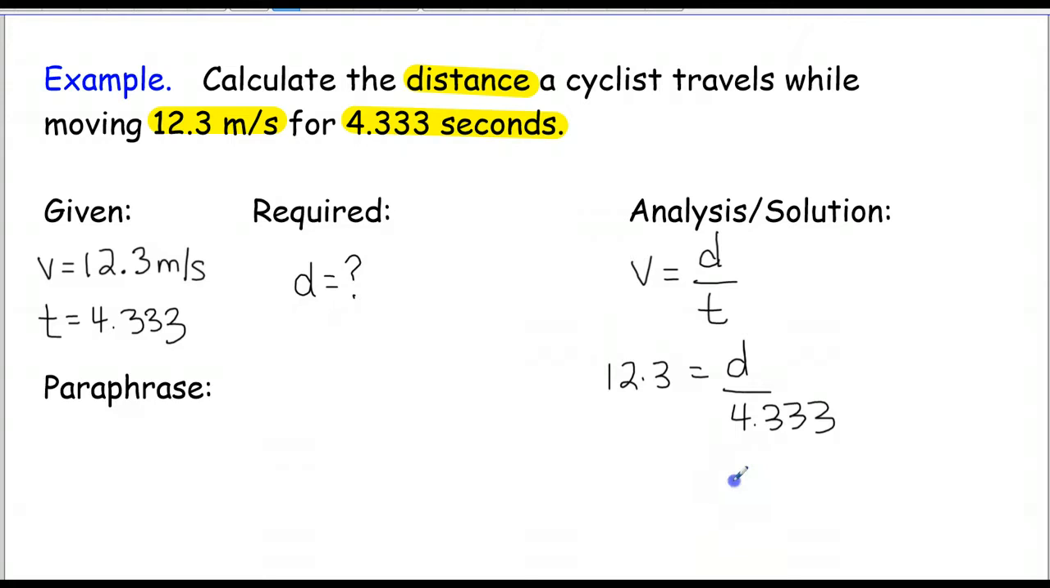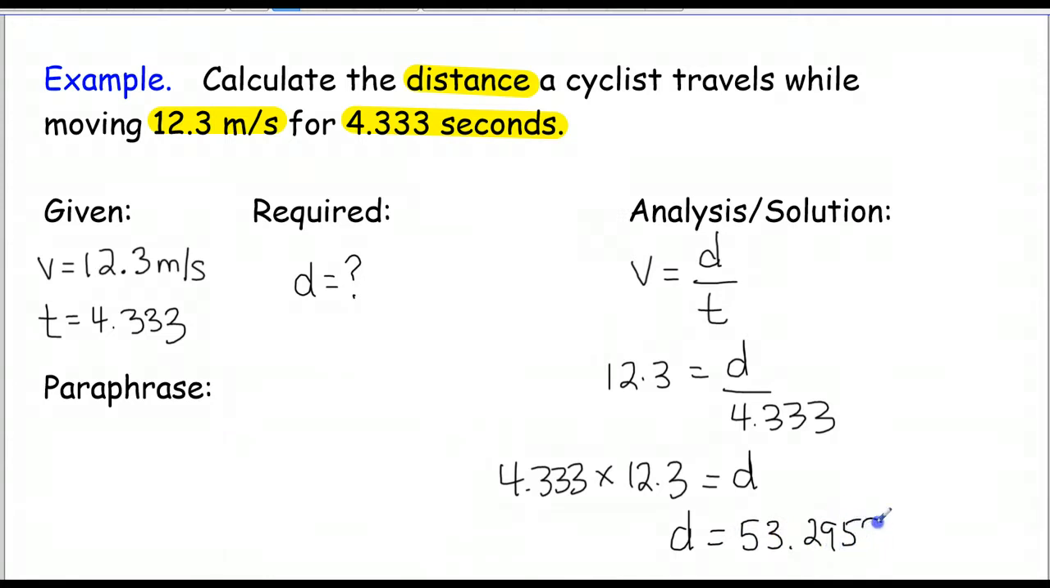So in order to solve for d, it gets moved up here, so 4.333 times 12.3. And our final distance ends up being 53.2959. Now, here we have our final answer. This is what our calculator has told us, but is this what we include in our final answer? And the answer is no.